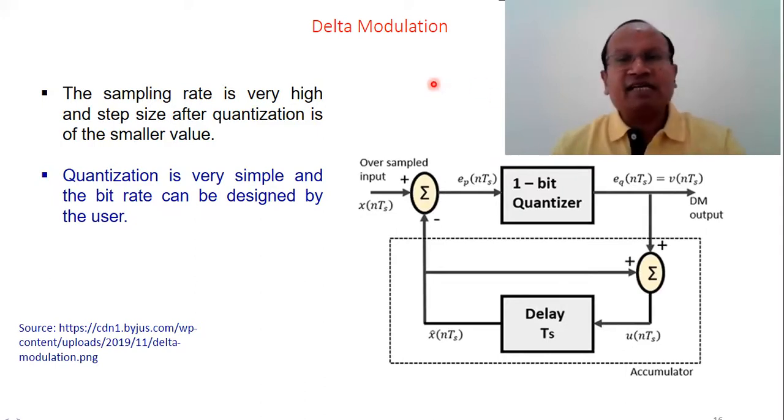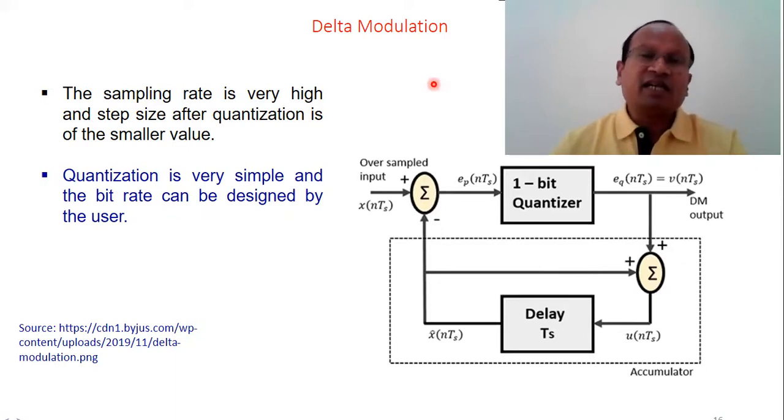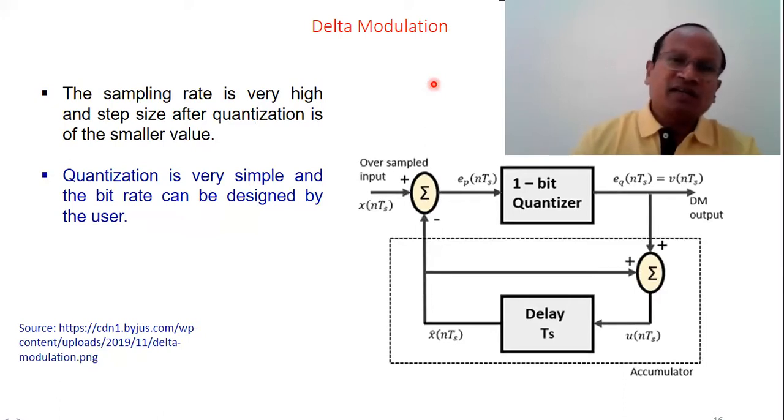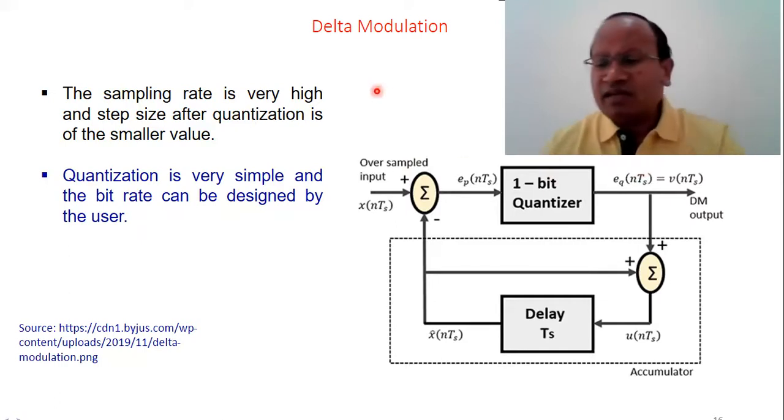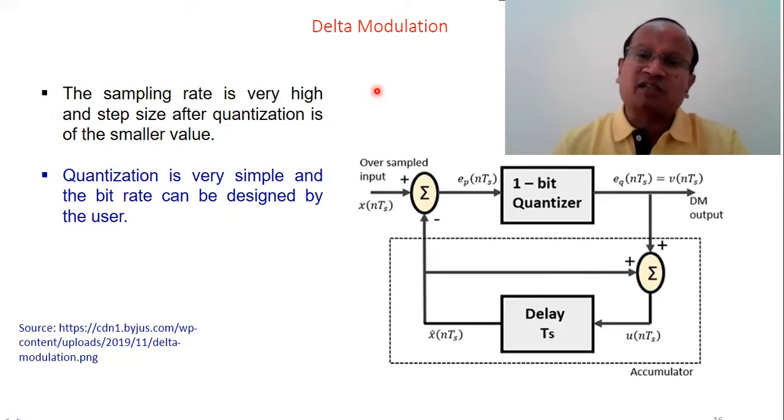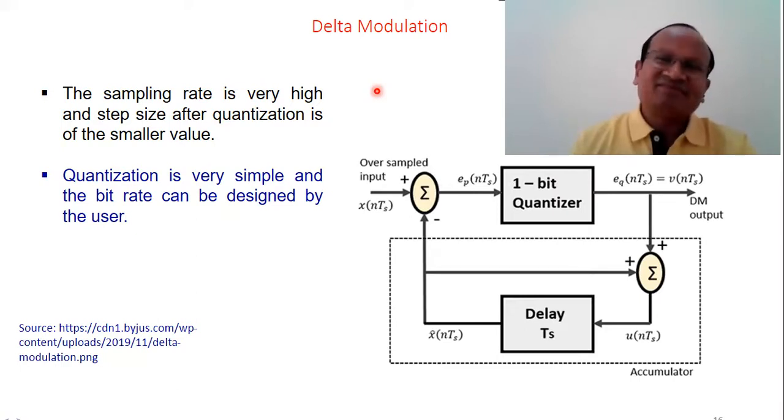Its another variant is adaptive delta modulation. Adaptive delta modulation we will discuss separately, since in this lecture we are just introducing all these different types of pulse modulation methods. So let's understand what is delta modulation. Sampling rate is very high and step size is made smaller value. And what is the biggest point in delta modulation? That all the signals will be transmitted only in one bit. Only one bit.